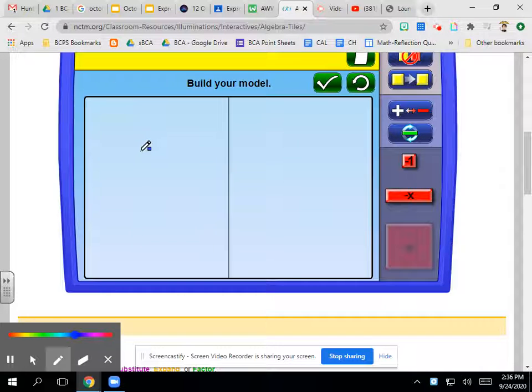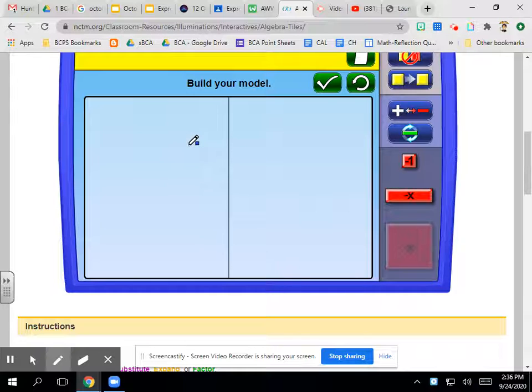Hey everyone, we're going to look at some two-step equations, modeling them with some algebra tiles. Let's first start with a one-step equation so we can just get a feel for what this is like. So let's say we had x plus 2 equals 3.